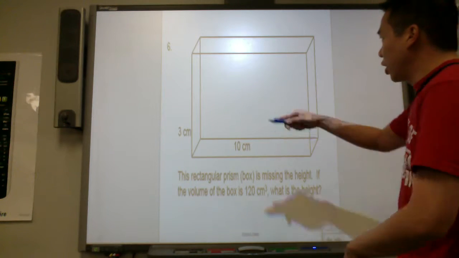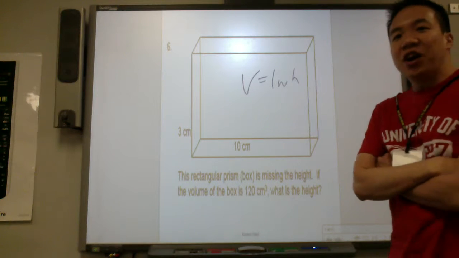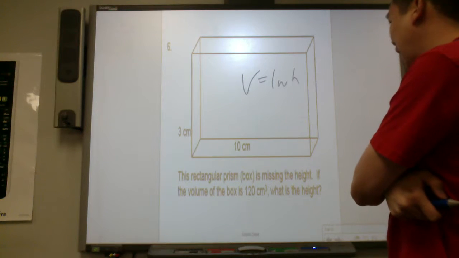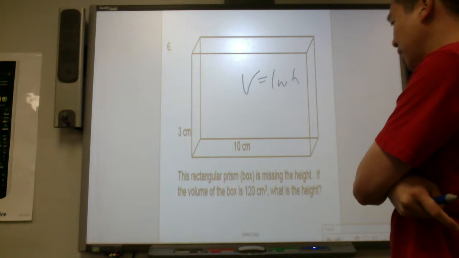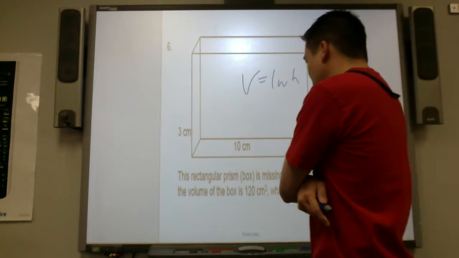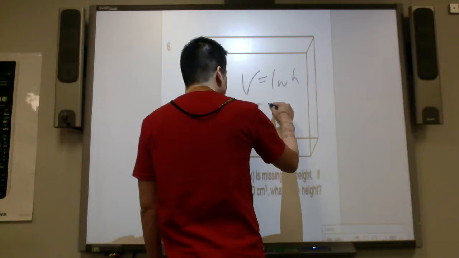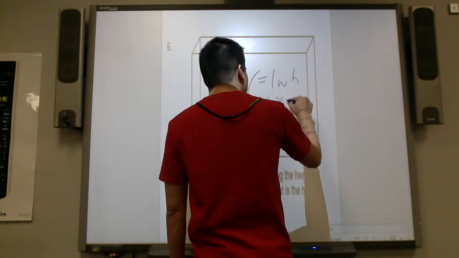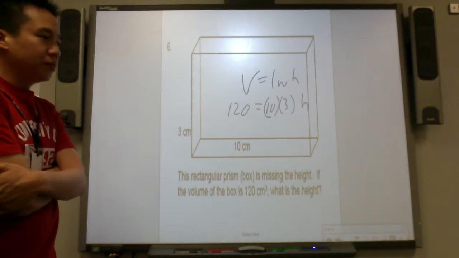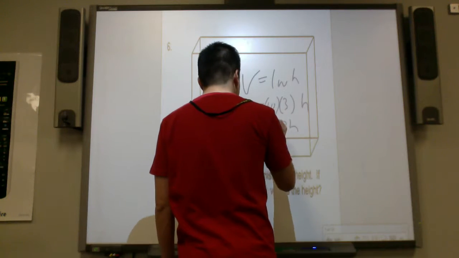And let's do our last one. So again, the volume is length, width, and height, or another way to do it is volume equal capital B H. This rectangular prism is missing the height. If the volume of the box is 120 cubic centimeters, what is the height? So the volume is 120. The length is 10. The width is 3. They did not tell us the height. So what is 10 times 3? 30 times the height.